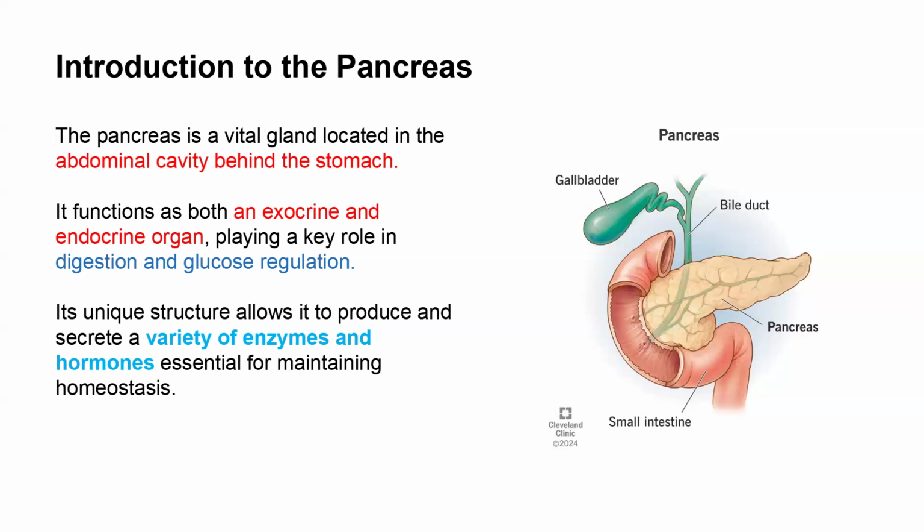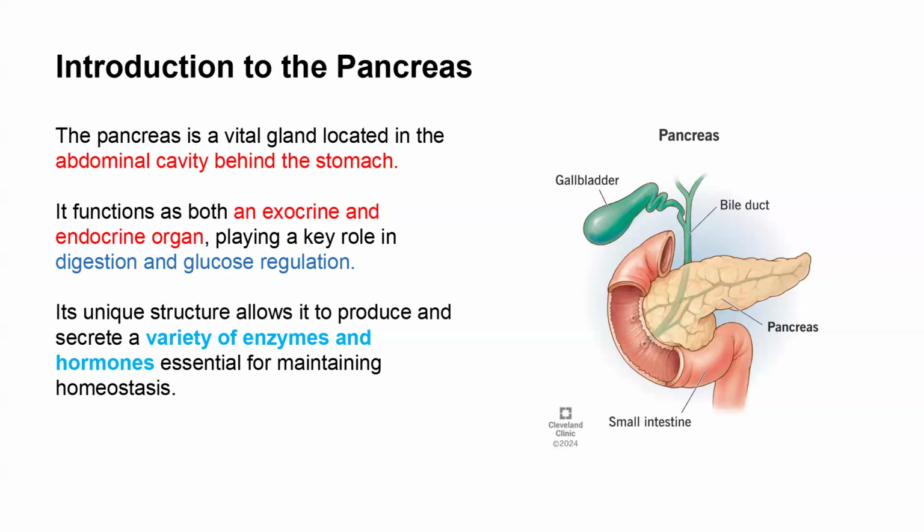Then its unique structure allows it to produce and secrete a variety of enzymes and hormones which are essential for maintaining homeostasis. So because of its unique structure, the way it looks, it is able to release both enzymes and hormones which are important for the maintenance of homeostasis in the body.